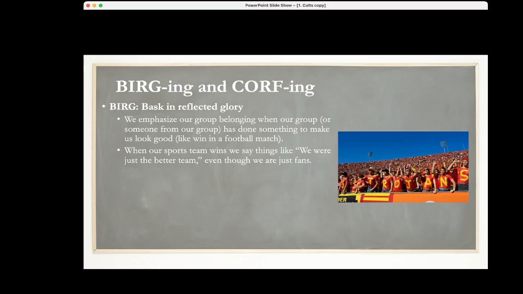I like Burging and Corfing because they are specific examples that students can talk about, and it makes it a little bit more real without having to go to the extreme of genocide, of why people might want to murder a person in the other team. It's much more common that we say we when we win and they when we lose.